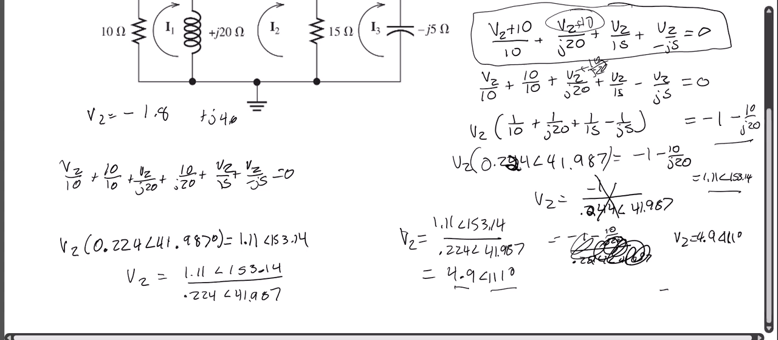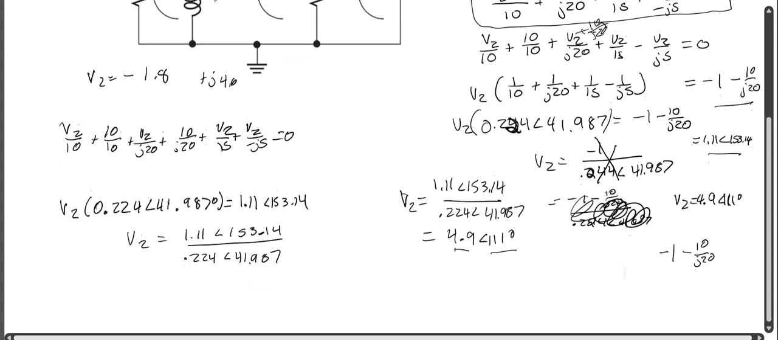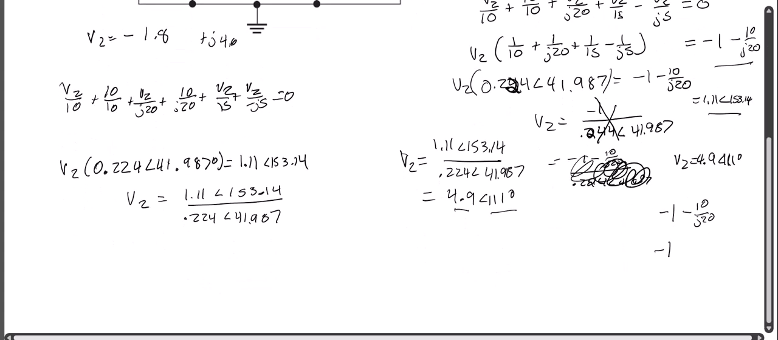You should be able to see this and say, oh, that's minus 1 over J2, which is the same as 1 plus J.5.